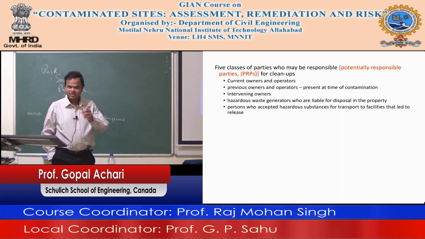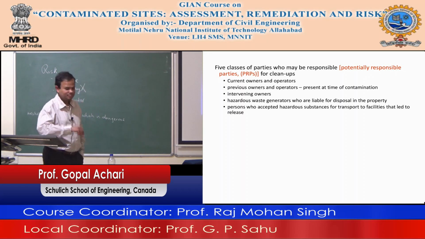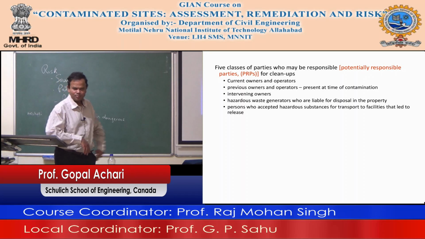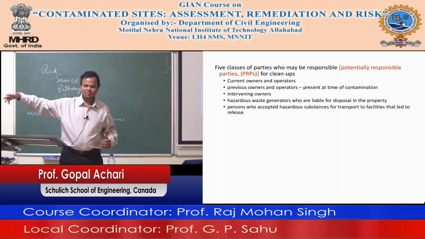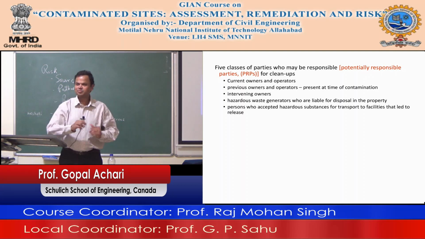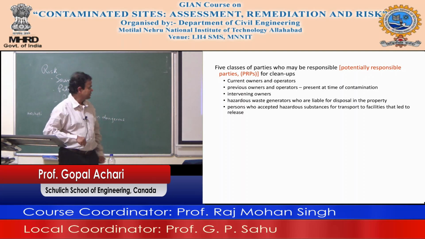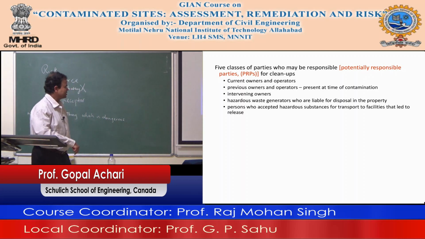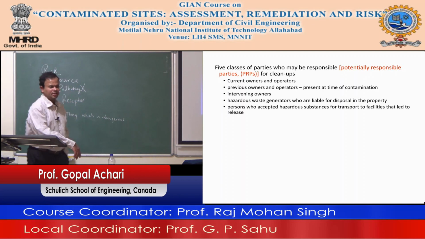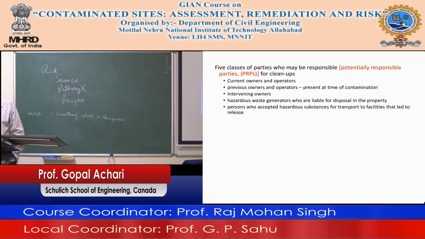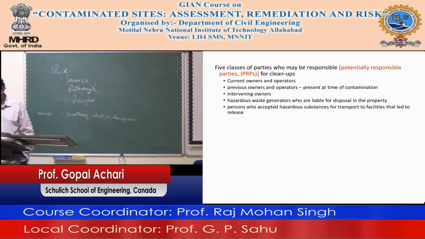Intervening owners, somebody who is there in the meantime, in the middle. Hazardous waste generators who are liable for disposal on the property. So let's say I operated the site, but there is a hazardous waste company that I had actually farmed out work to that disposed of something on the site, right? Or persons who accepted hazardous substances for transport to facilities that led to release. These are the five categories of what are known as potentially responsible parties.